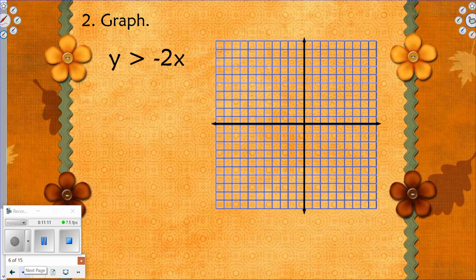All right, number 2. Y is greater than -2x. Do I need to move anything? No, I like that. I don't have to move anything. Where's your starting point? 0. Good, because there is no number. So I'm going to start at 0. -2 over 1. It has to be rise over run. So from here, I'm going to go down 2 and over 1. Or I could go up 2 and back 1.